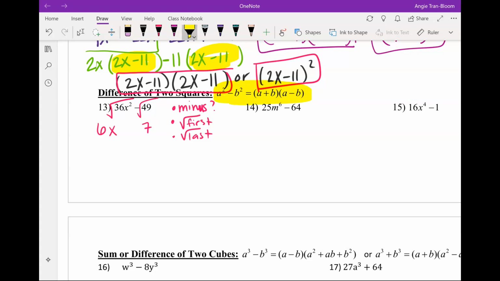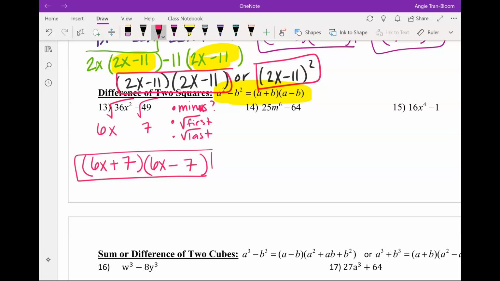How many sets of quantity should we make? 2 sets of quantity. One quantity has a plus sign and one quantity has a minus sign. Okay, what goes in both of our quantities? 6x plus 7 times 6x what? Minus 7. Okay. All right, let's try the next one.